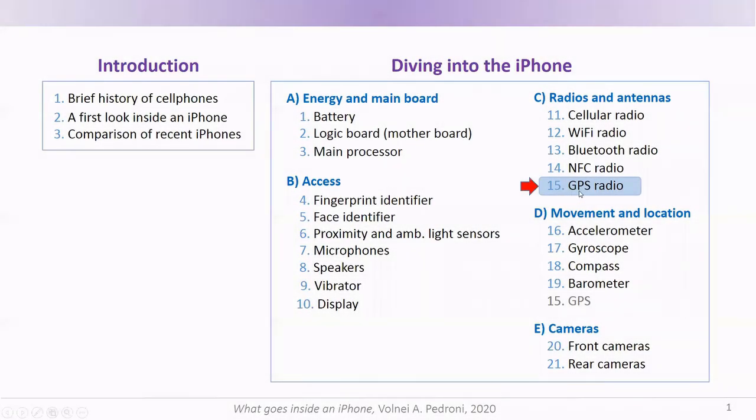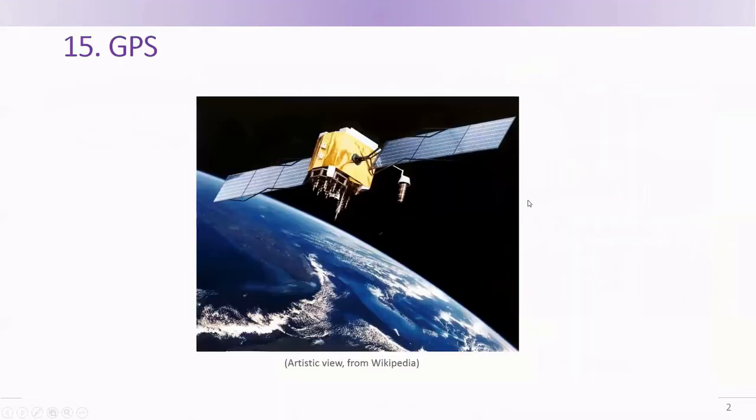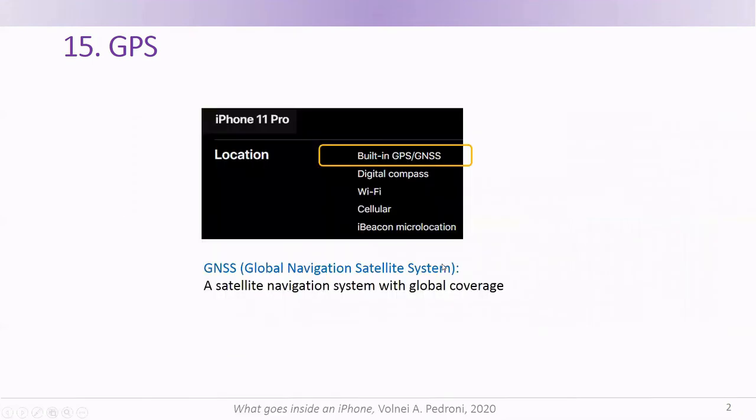Our final radio is the GPS radio. And we start with this beautiful artistic view from Wikipedia. Okay, it says here that the iPhone 11 supports GPS, but it also mentions GNSS. So let's see what this means.